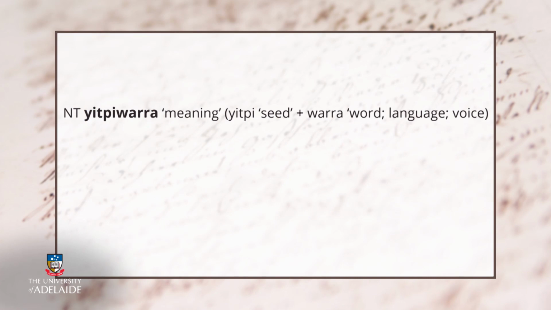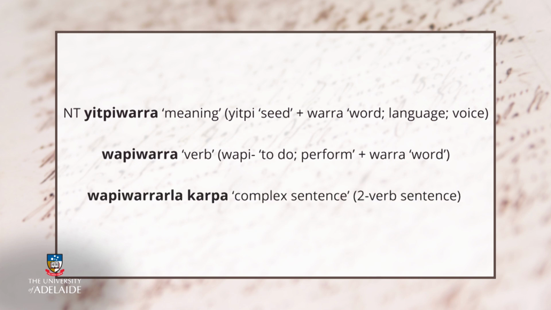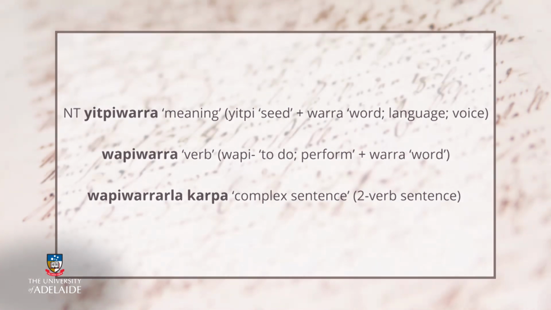The new term yitbi wara, meaning meaning, from yitbi seed plus wara, word, language, voice. And wapi wara, verb, from wapi, to do, perform, plus wara, word. Wapi wara karpa, a complex sentence, is a two-verb sentence, literally. The traditional Ghana numbers, like other Aboriginal languages, consist of kuma, one, bulaichi, two, mantkuchi, three or a few, yarabula, four, separate two, or bulaichi bulaichi, four, two and two, ngaraicha, mini.